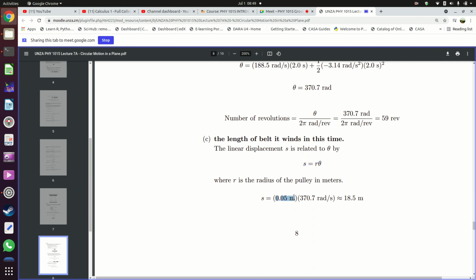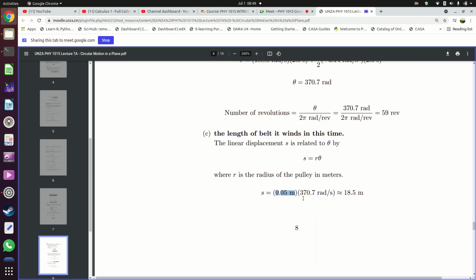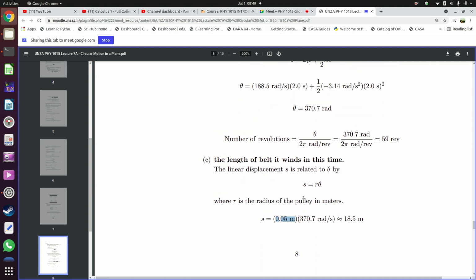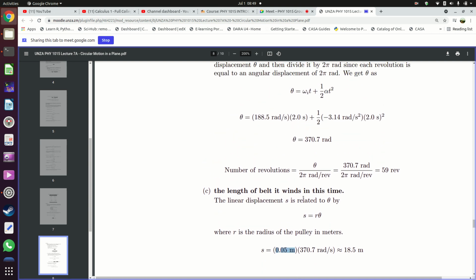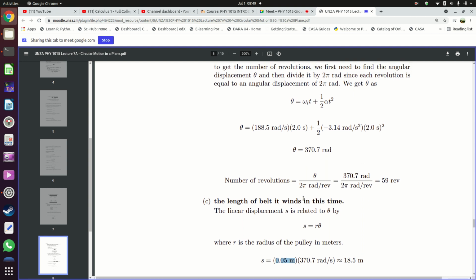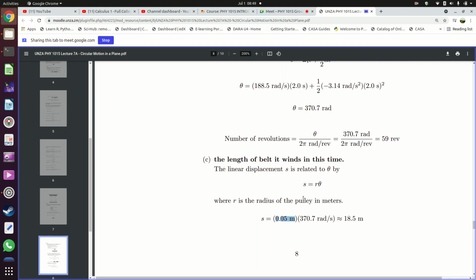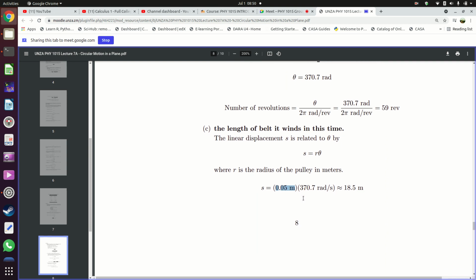So the radius of the pulley is multiplied by the angular displacement of the pulley, which is how many radians the pulley turned. So you end up having 0.05 meters times 314 radians. How much do you get? 15.7 meters. So that's the length of belt which the pulley went through.